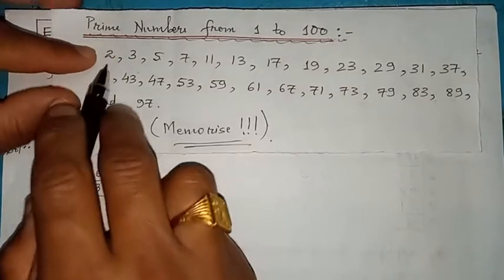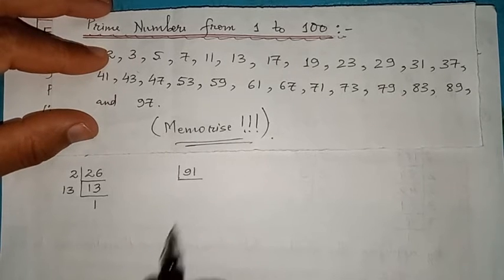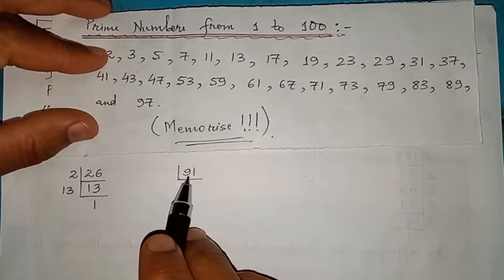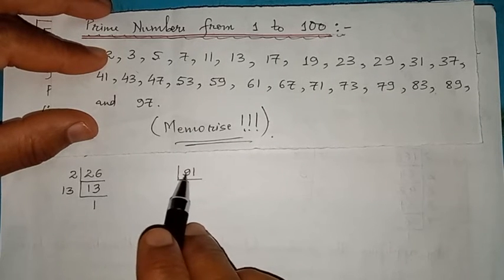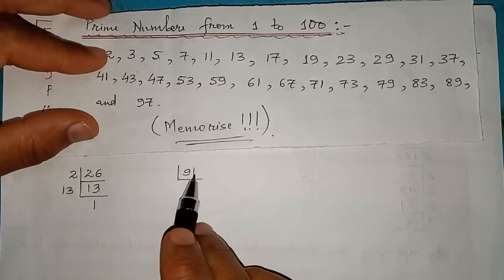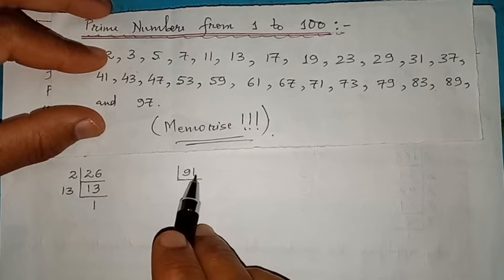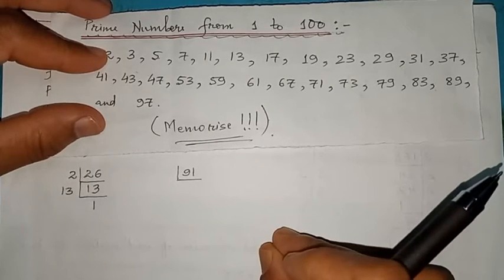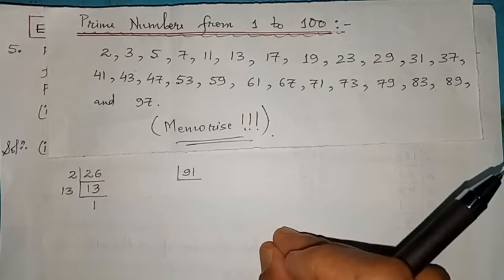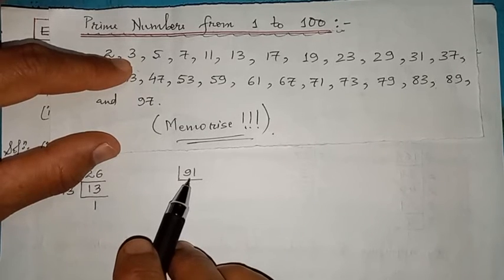Since we cannot divide by 2, now let's try 3. Can you divide 91 by 3? To divide any big number by 3, one rule is the test of divisibility. It says that you add the digits. If the total is a multiple of 3, then you can divide by 3. So let's add 9 plus 1, 10. Now quickly recall the table of 3. Does 10 come in the table of 3? 3 ones are 3, 3 twos are 6, 3 threes are 9, 3 fours are 12. 10 doesn't come in the table of 3. That means this is not divisible by the prime number 3. So 3 is not a prime factor of 91.